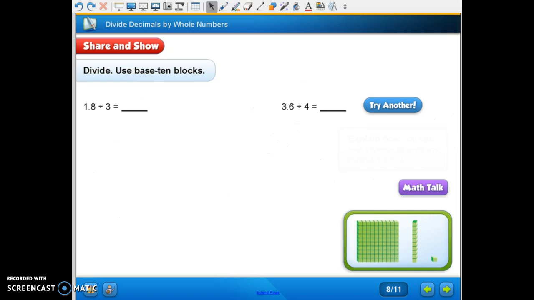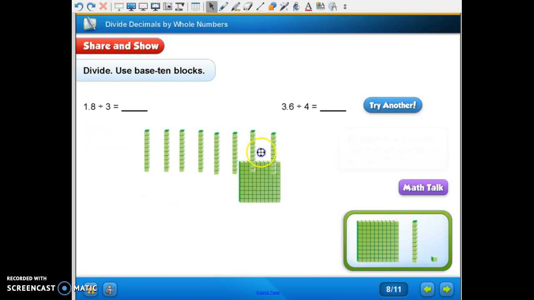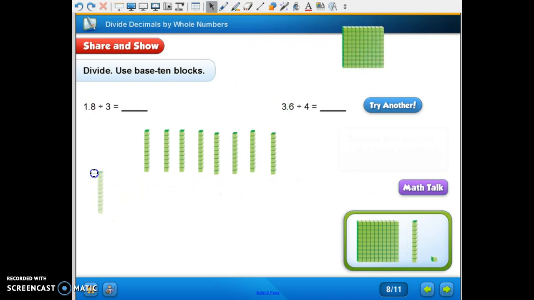Okay, so if we're going to model 1 8 tenths here, and we have to divide it, and we have to get 8 tenths. Okay, there are no hundredths, so I don't have to worry about my block, but I've got to divide this into 3 equal groups. So I am going to have to take this and break it down into tenths. So I'm going to move it over here out of my way, and I'm going to put 10 tenths out here.